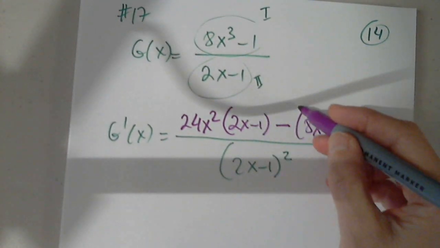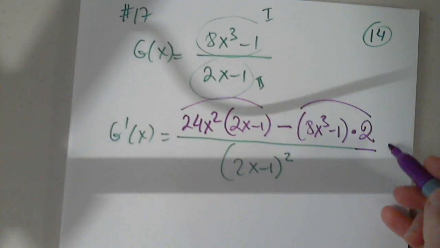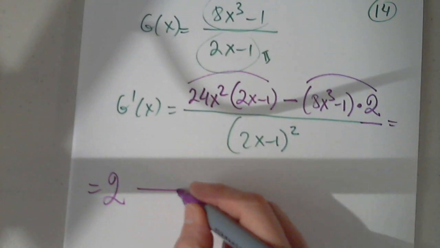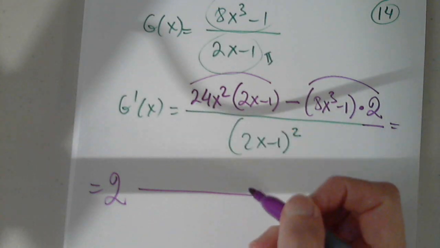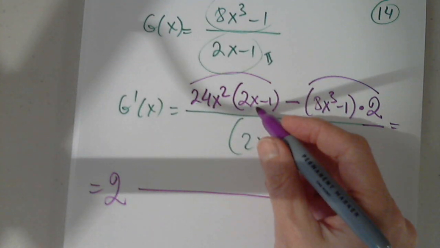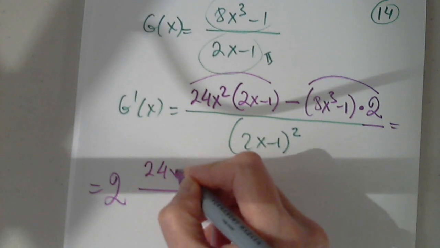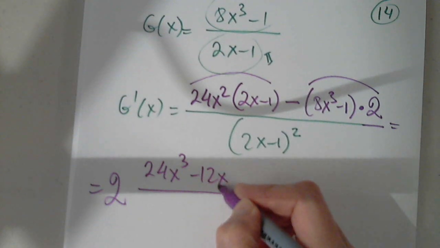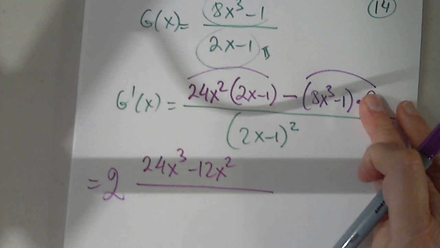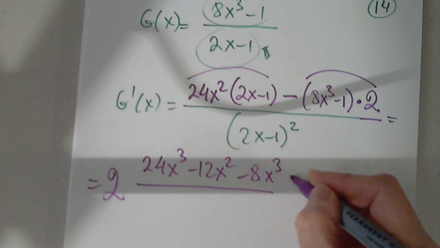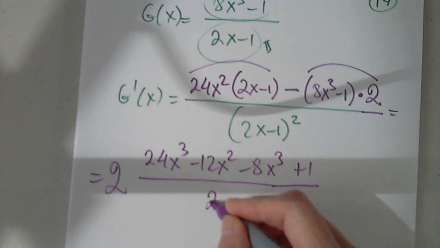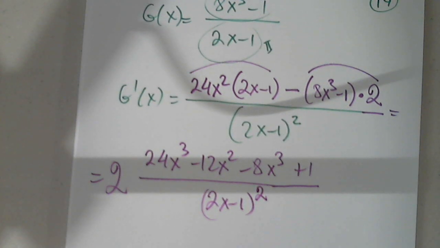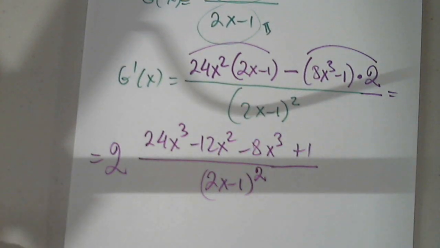I noticed that these two terms have 2 in common. I want to take it out. So 12x squared distributed to 2x. So 24x cubed. 12x squared distributed to negative 1. This is gone. Minus 8x cubed and plus 1 over 2x minus 1 squared. See if you have any questions before we continue.